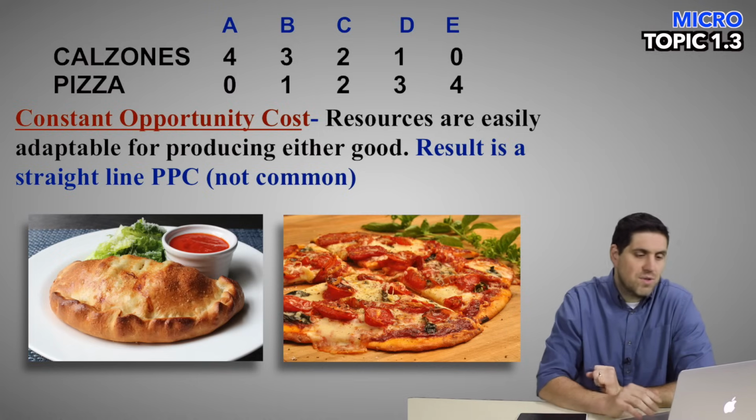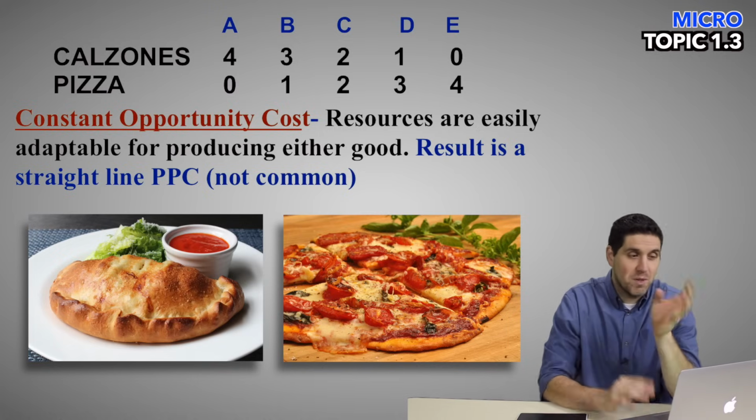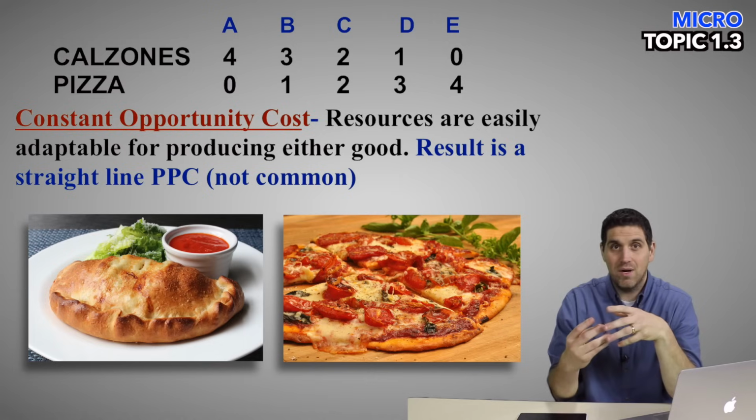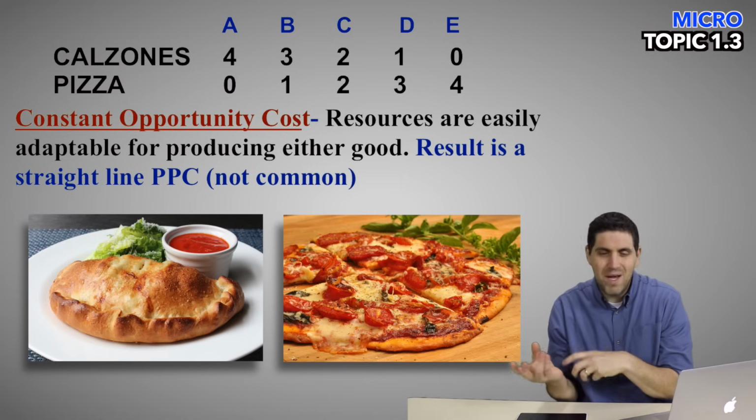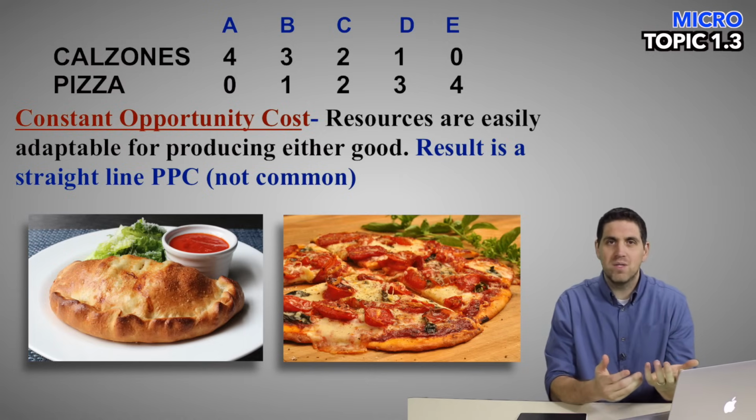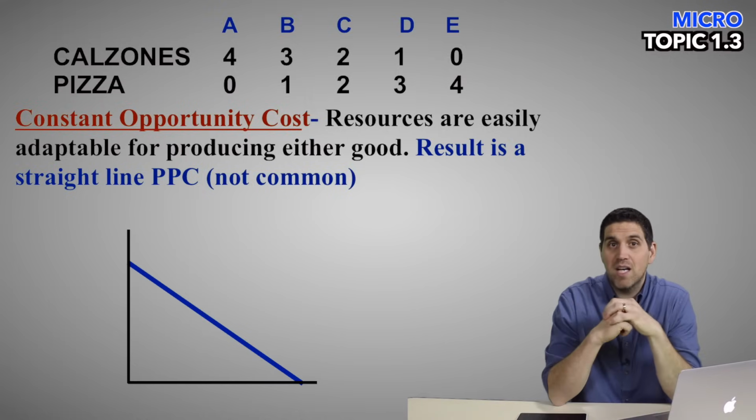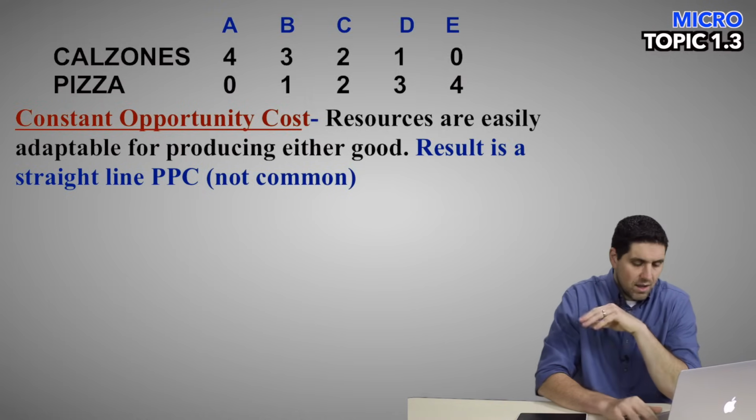That's called constant opportunity cost, and it shows you that resources between the two products are very similar. Right? You can use resources for pizza, the same resources for producing the calzones. Now it's going to result in a production possibilities curve that's a straight line. Now let's look at a different scenario.